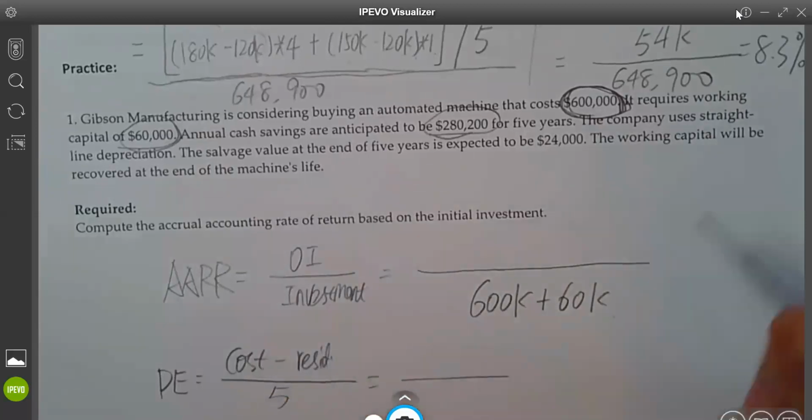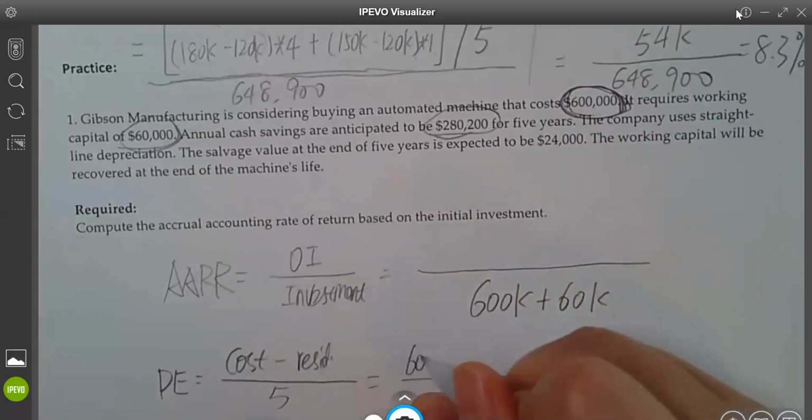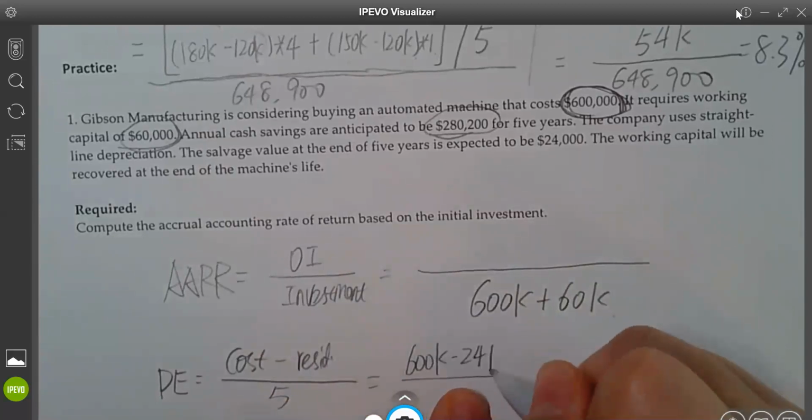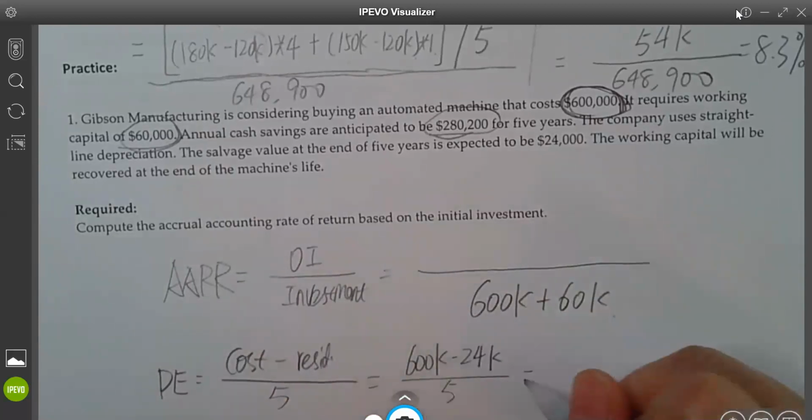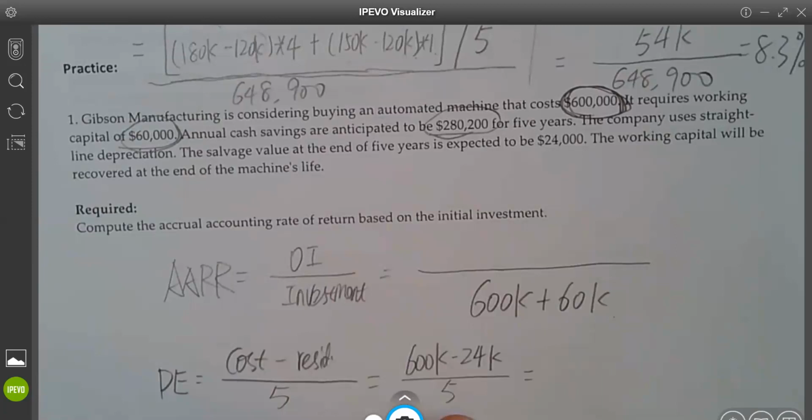So I'll just put it here. Cost is 600,000 minus 224,000 residual divided by 5 years. So what is the depreciation expense? I want to say it, but sorry, I don't want to cheat. Give me 1 second. Goodness, don't do this to me. I need to have a calculator.